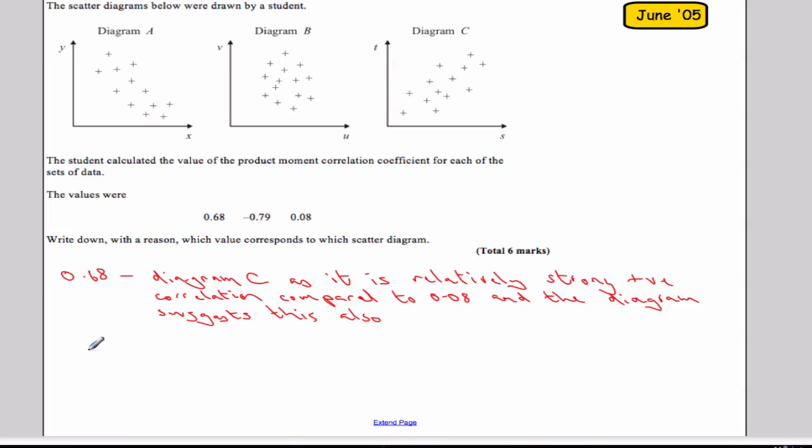Okay, let's see, minus 0.79 is the only one that's negative correlation, so it must be diagram A. Diagram A, as it's a strong negative correlation. In other words, as x increases, y decreases.